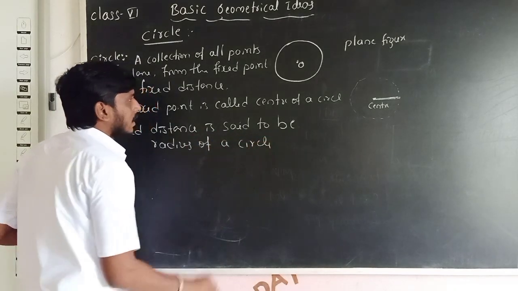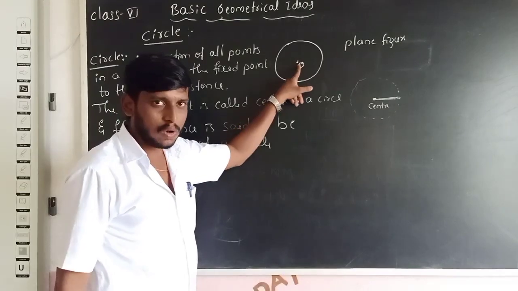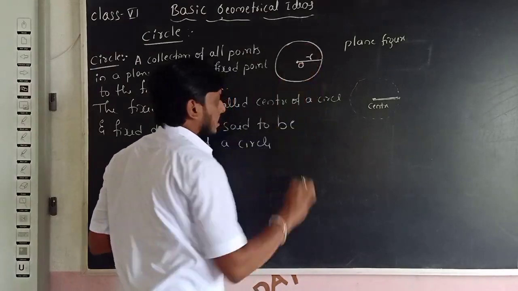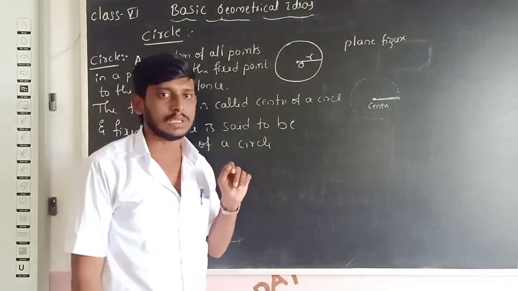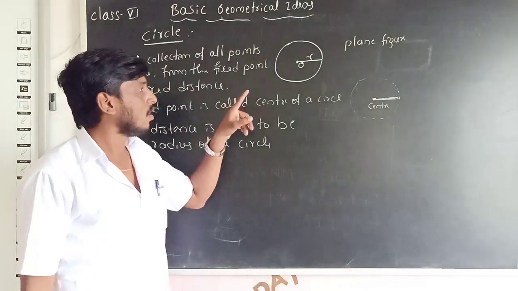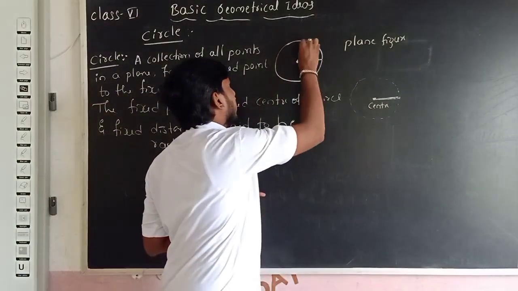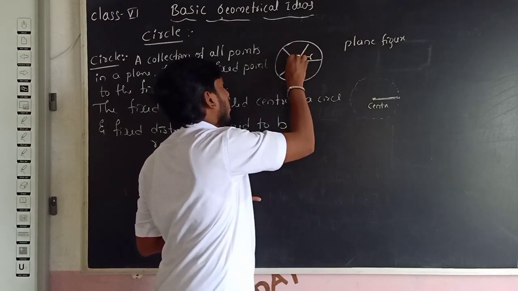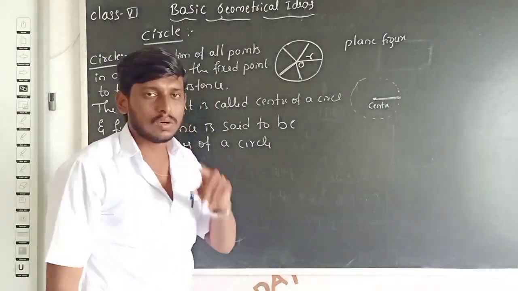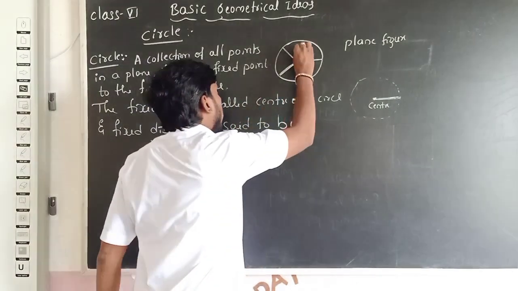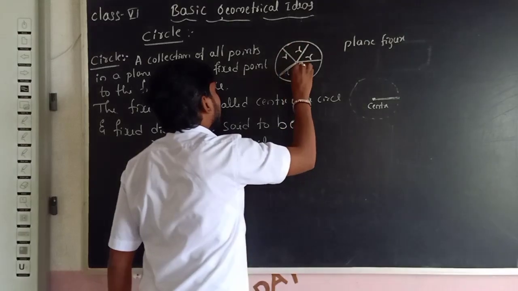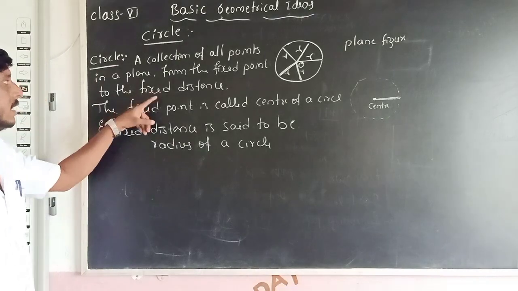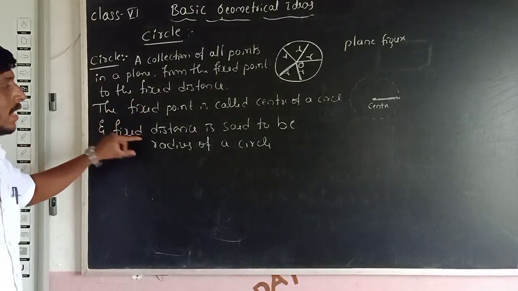Obviously the center is usually represented by the letter O and the radius is represented by the letter R. This is the radius. I have one small question: in a circle, is the radius the same or different? This is also a radius, this is also a radius. Do all radii have the same length or different lengths? Very important: in a circle, all radii have the same length, meaning equal. So this is the definition of circle, center and radius.